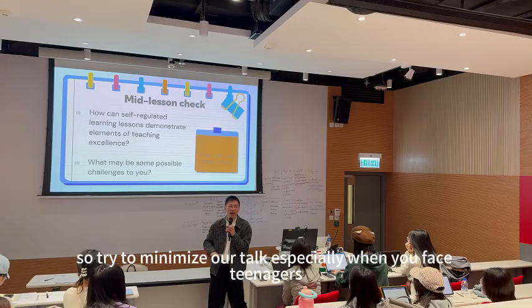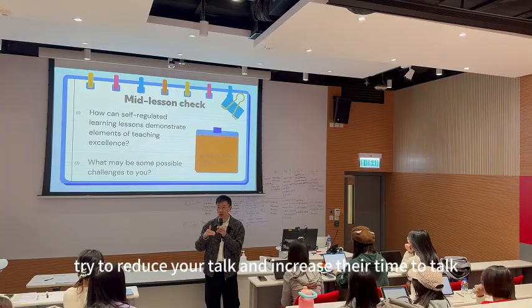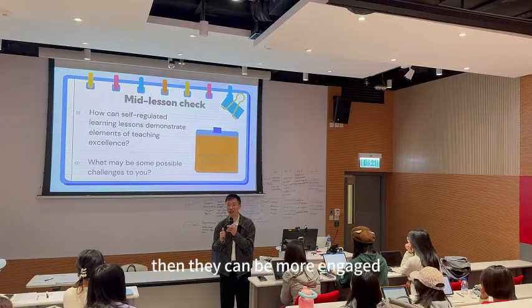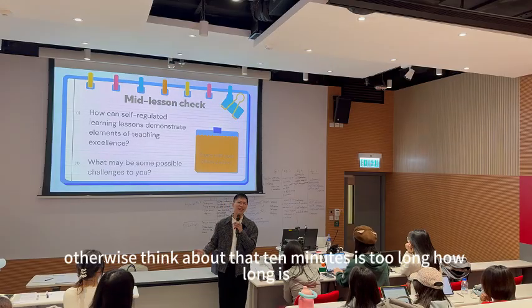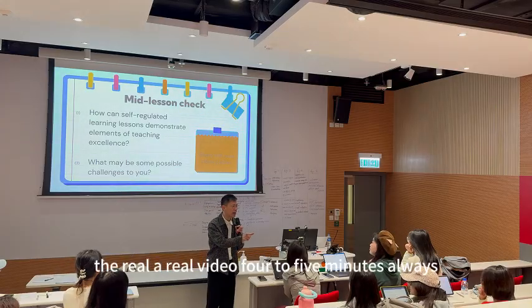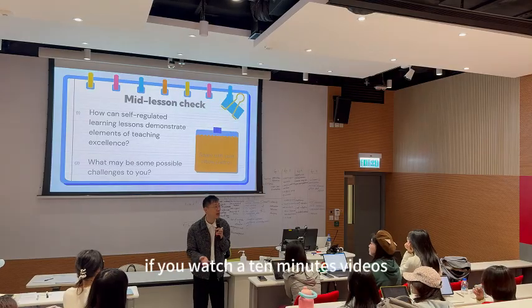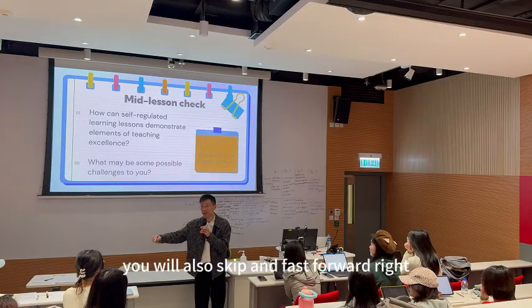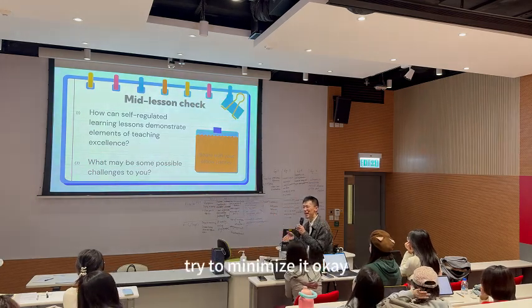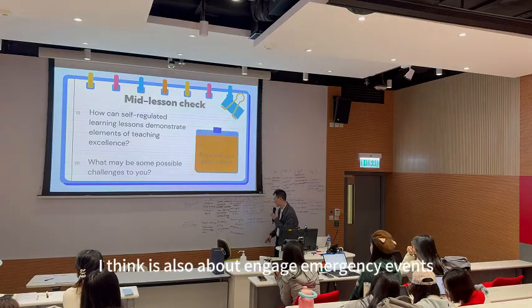So try to minimize our talk, especially when you face teenagers. Try to reduce your talk and increase their time to talk. Then they can be more engaged. Okay, otherwise, think about that. 10 minutes is too long. How long is a real video? 4 to 5 minutes, always. If you watch a 10 minutes video, you will also skip and fast forward, right? So 10 minutes is too long. Try to minimize it. Okay, so lack of motivation and interaction, I think, is also about engagement.